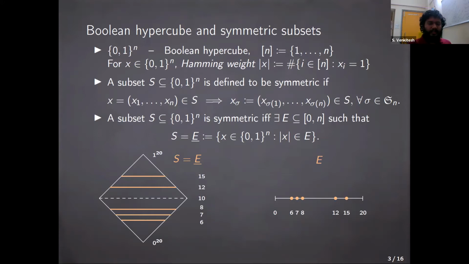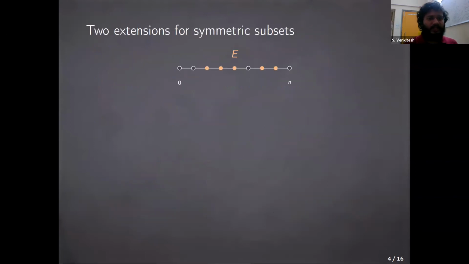So this is the diagrammatic representation. The hypercube can be thought of as layers partitioned according to the Hamming weights, and the representation in terms of subsets of 0 to n is on the right hand side. So you have taken layers corresponding to weights 6, 7, 8, 12, and 15. On the right hand side, they are just points 6, 7, 8, 12, and 15. Right? So what are our questions?